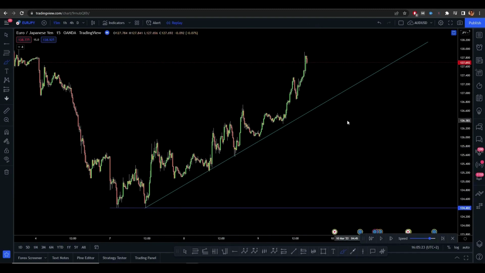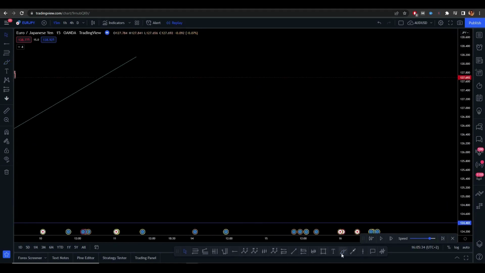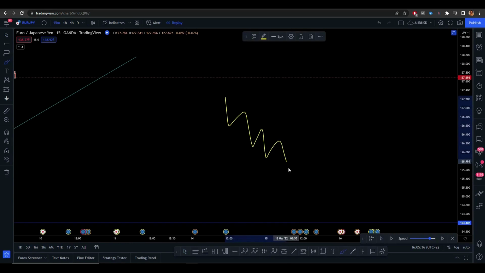In a descending market or a downtrend, the lower highs are connected by a straight line. So if this was a downtrend here, like so, then you would connect a trend line at the lower highs, which is right here. This is a lower high, and this is a lower high.